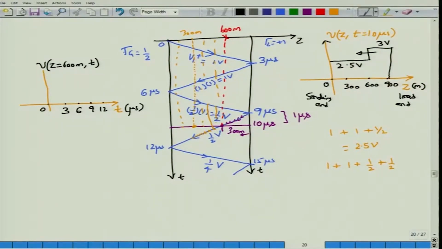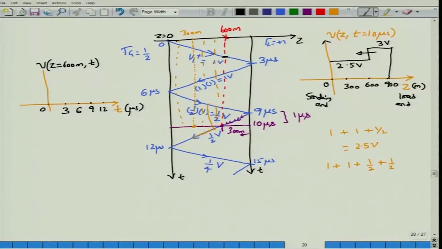How do we do that? Again, look at the red line. At 600 meters, I have dropped this particular line. So you follow this through. How much time would be required for the voltage that is launched at the source side, that is at Z equal to 0, to reach Z equal to 600 meters? Well, this has about 1 microsecond per 300 meters, so the distance that you need to calculate is 600 meters.